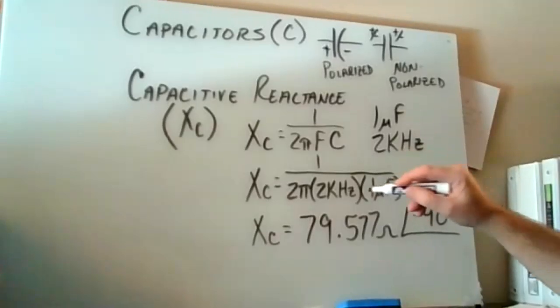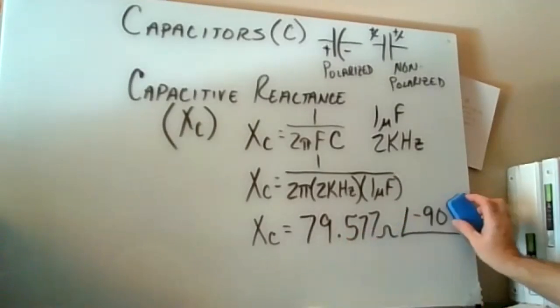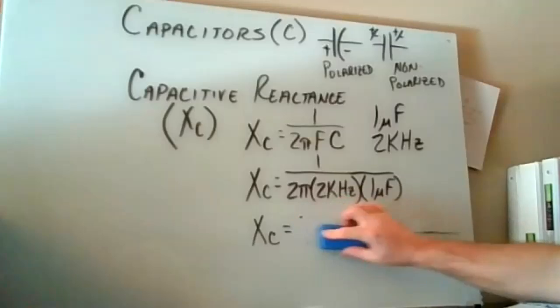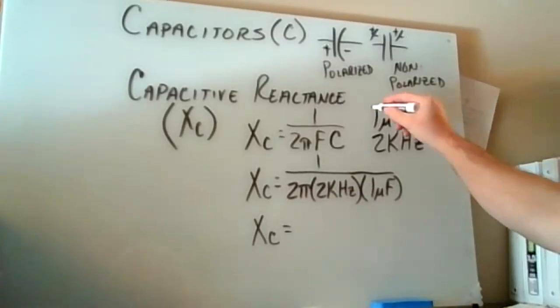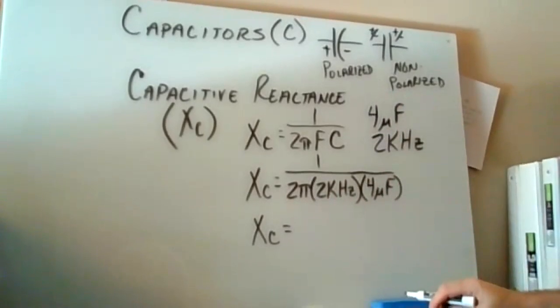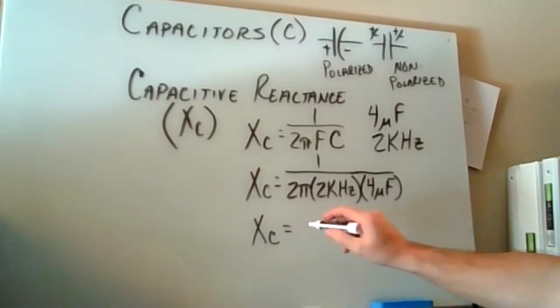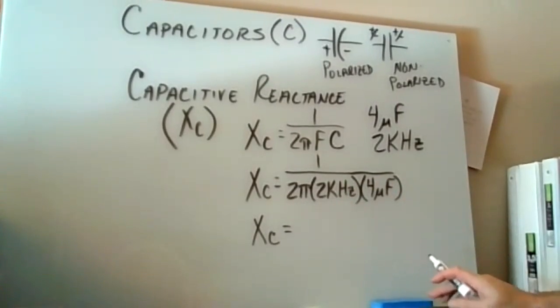So if I change this to 4 microfarads, I'd simply put a 4 here, and then I would figure that out. And if you punch all that in your calculator, how do you do the 2 pi? Because I haven't found that on the calculator.